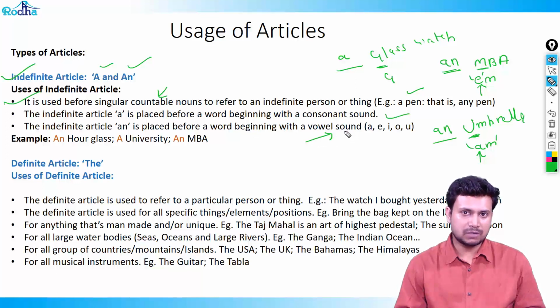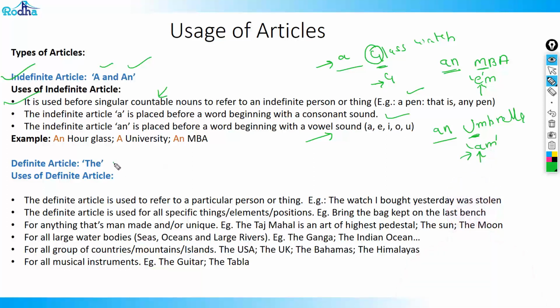So just because you see a vowel doesn't mean it has to be preceded with the indefinite article an. So simple logic: a is used with consonants where the sound is also a consonant, and an is used with vowel-sounding syllables. I hope this is clear. Let's go on to the second type of article, which is called the definite article.